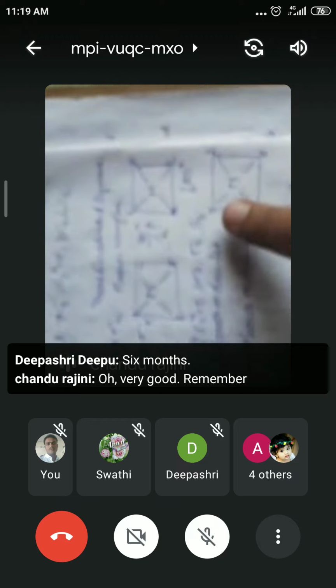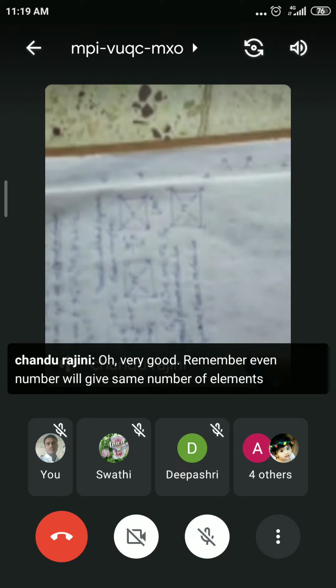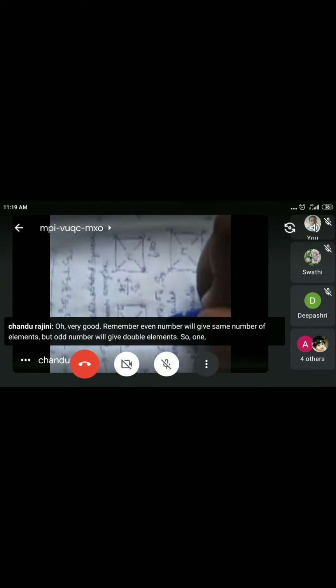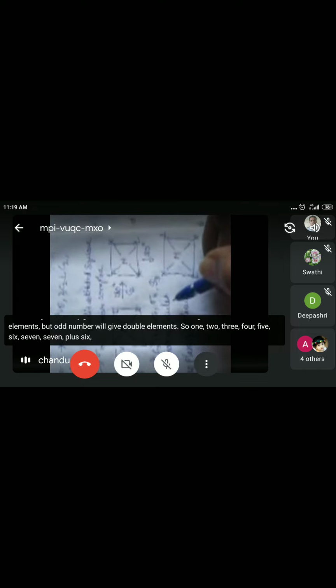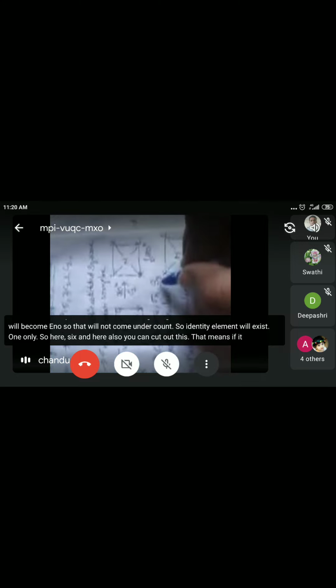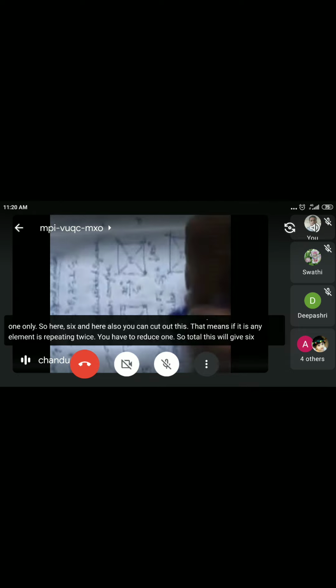Remember, an even number will give the same number of elements, but an odd number will give double elements. So 1, 2, 3, 4, 5, 6, 7, 7 plus 6, 13, we are getting an extra 1. That means in this S3, S3^3 will become E, no? So that will not come under count. So the identity element will exist once only. That means if any element is repeating twice, you have to reduce one. So in total this will give 6 elements. Here already 6, so 6 plus 6, 12.